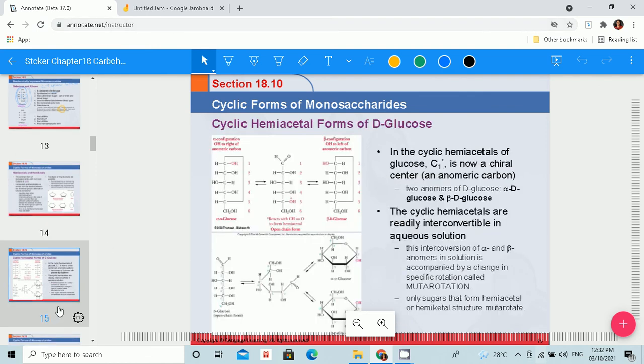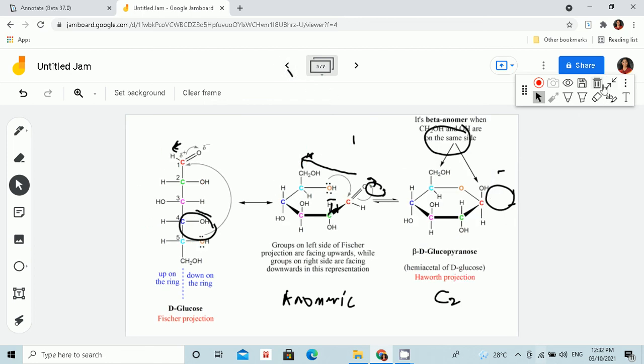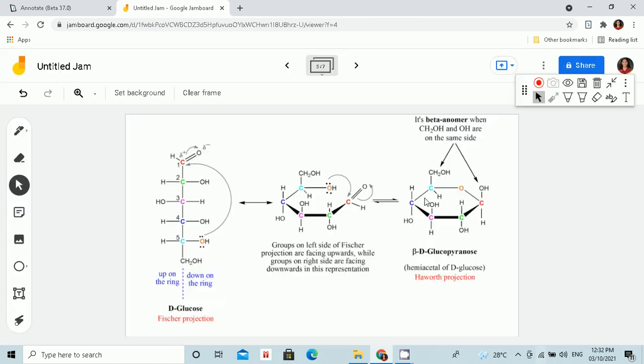Okay, now let's go back. So we have cyclic again. In the cyclic hemiacetals of glucose, C1 is now a chiral center. It is an anomeric carbon. So in the case of glucose, let's go back to glucose. Is it true that C1 is now a chiral center? Yes, it is.